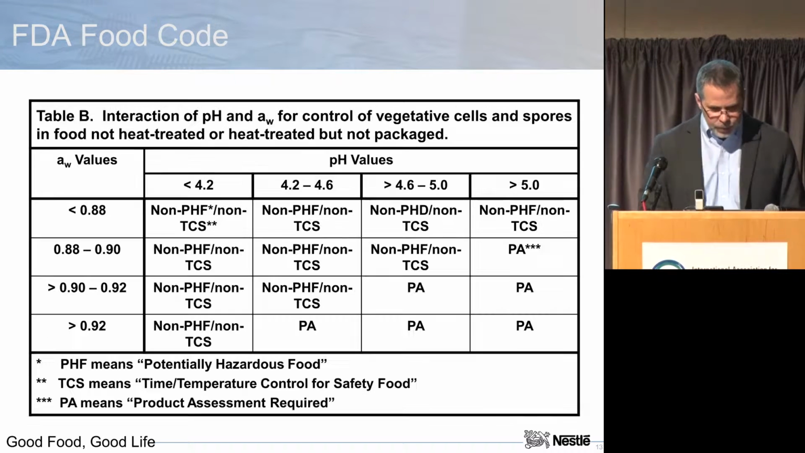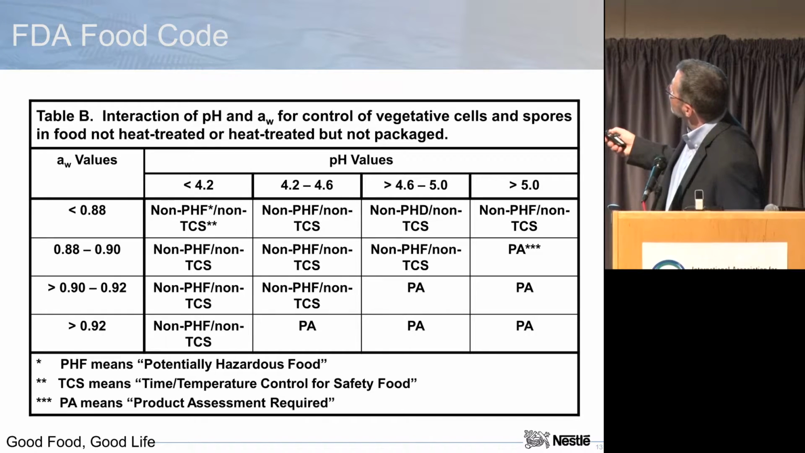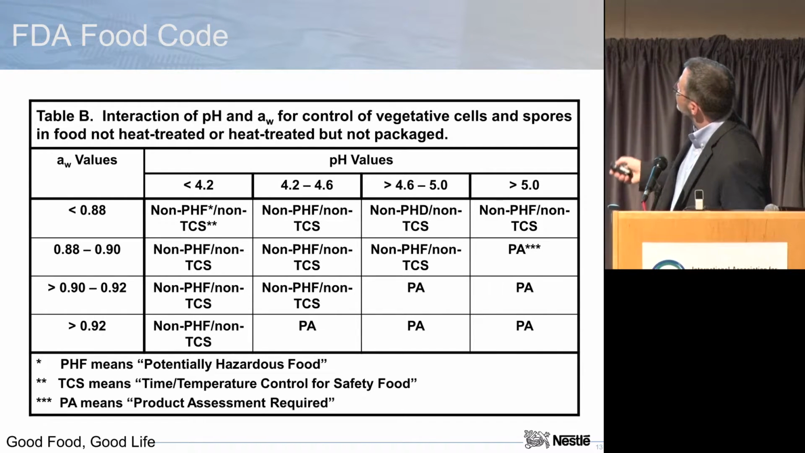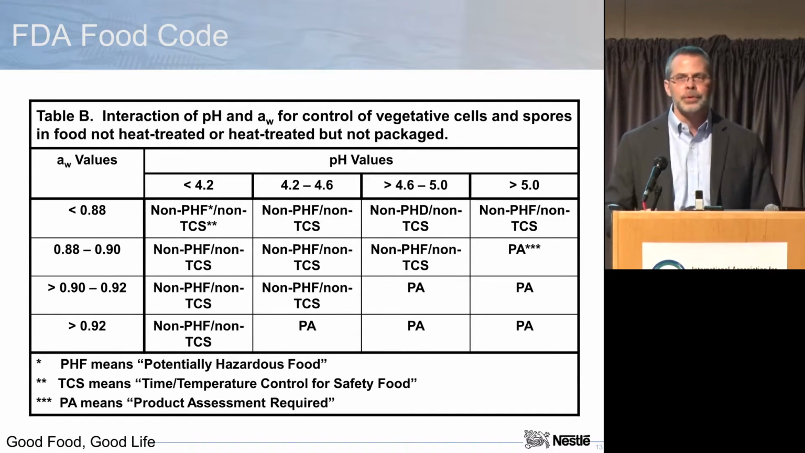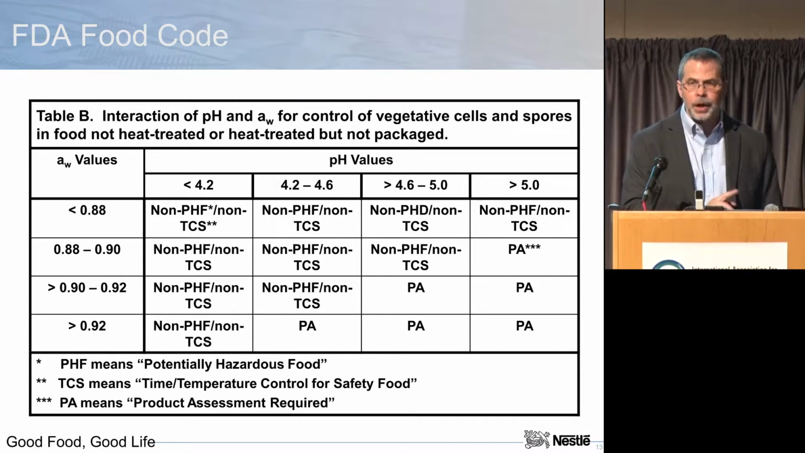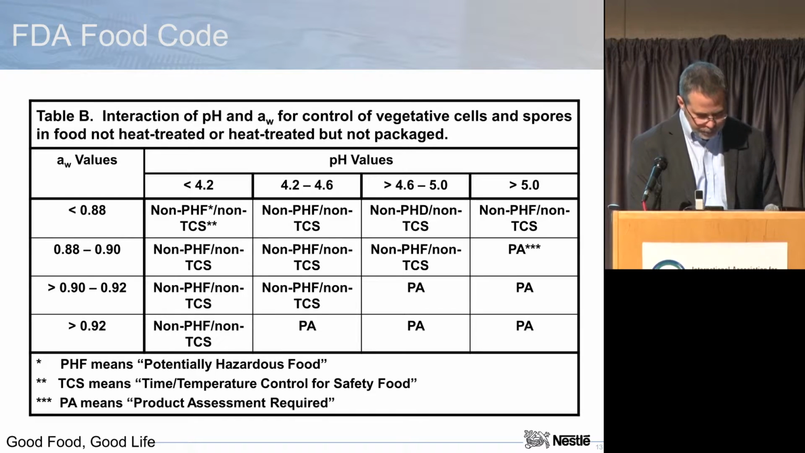And the next table is for vegetative cells and spores in food that's not heat treated or that's heat treated but not packaged. So those are default values that you can work from, again, without having to do too much additional work in figuring out what those conditions are. And these, again, are in the food code. If you've not seen the food code, it's a great resource. You can just Google it.